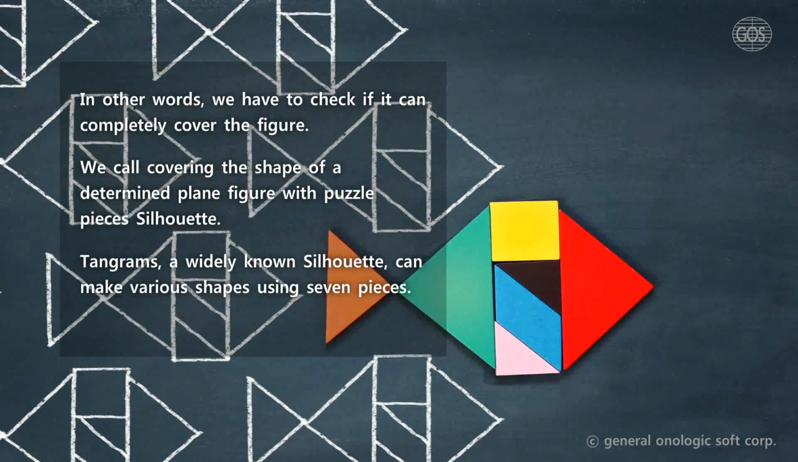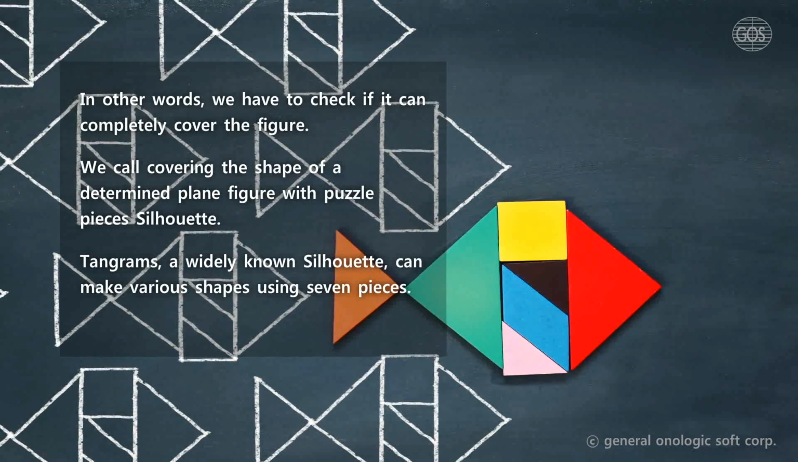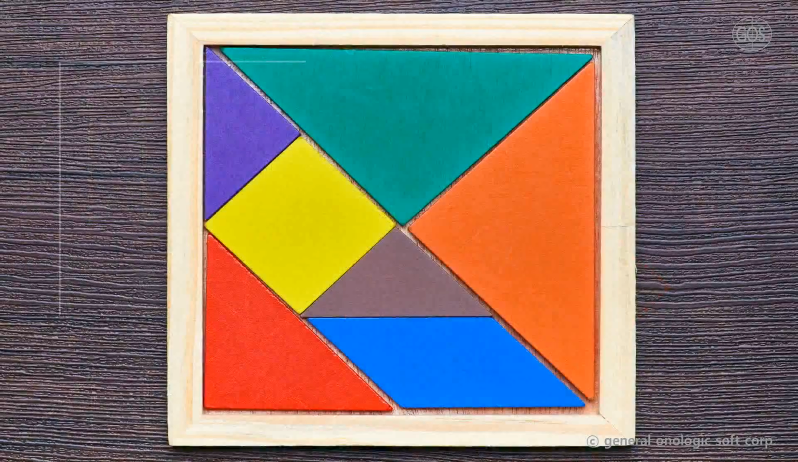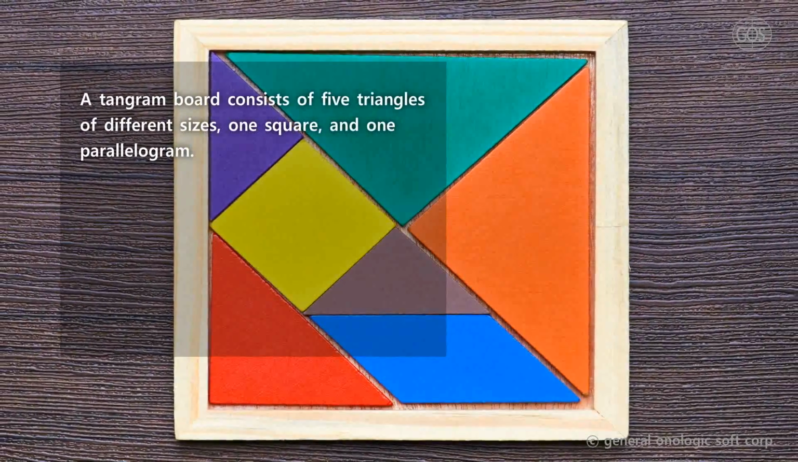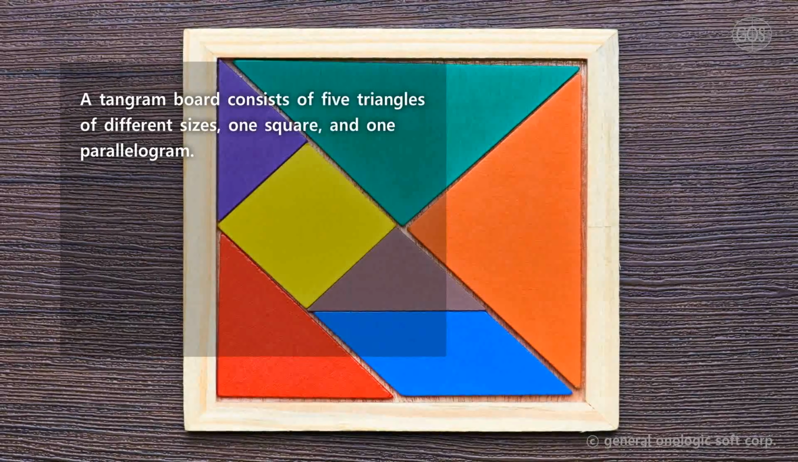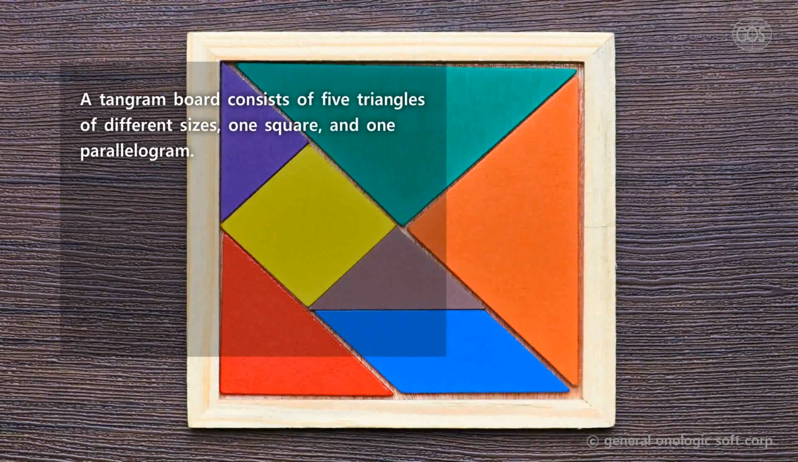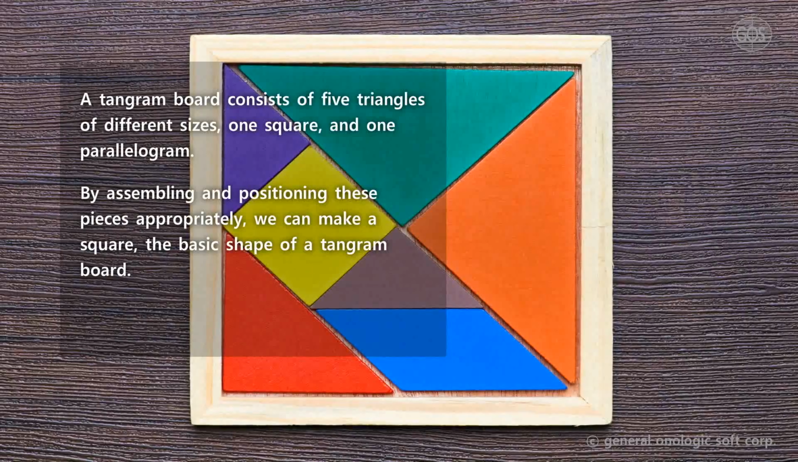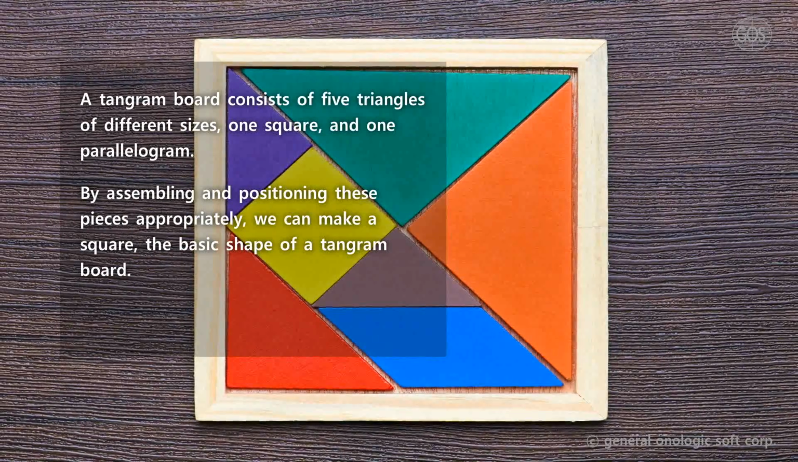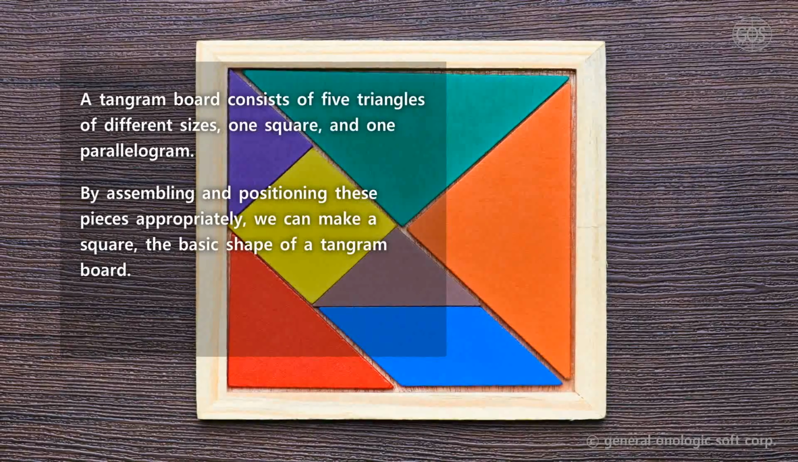Tangrams, a widely known silhouette, can make various shapes using 7 pieces. A tangram board consists of 5 triangles of different sizes, 1 square, and 1 parallelogram. By assembling and positioning these pieces appropriately, we can make a square, the basic shape of a tangram board.